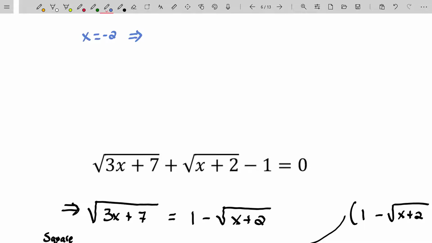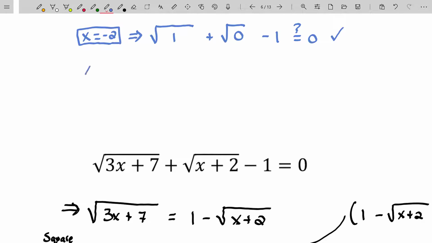X equaling negative 2 will imply that we have the square root of 3 times negative 2 plus 7, or in other words, square root of 1, plus the square root of negative 2 plus 2, which is square root of 0, and then minus 1. And the question is, is that equal to 0? And the answer to that is totally. That's 1 minus 1, totally is 0. Check, that is true. So I know that this is a solution.